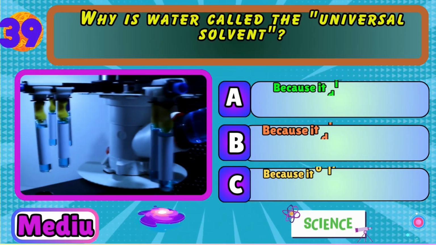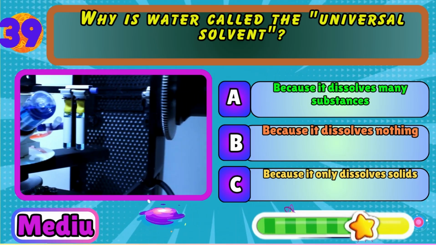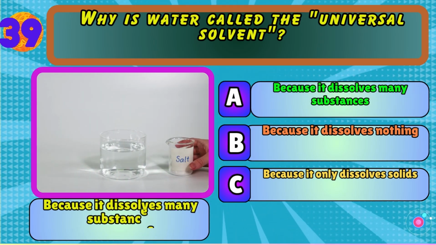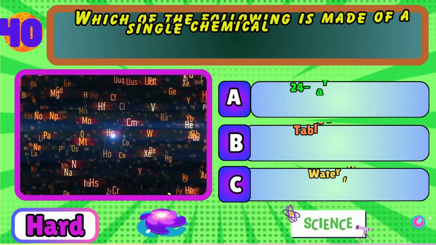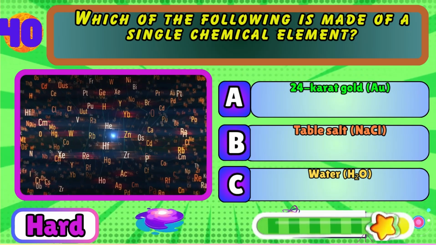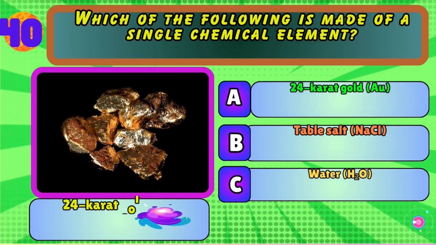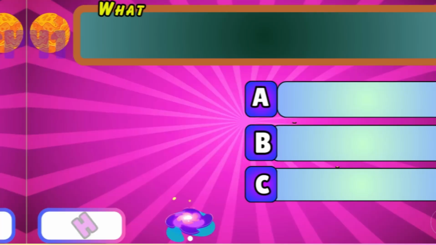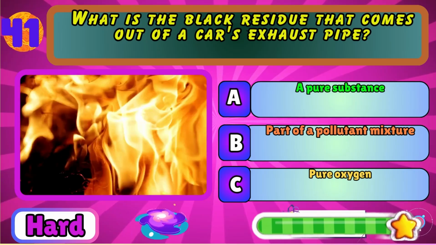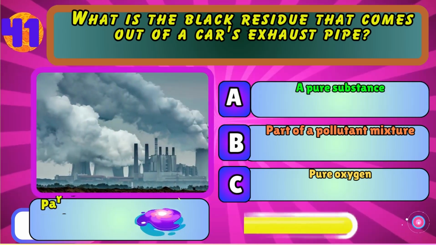Why is water called the universal solvent? Because it dissolves many substances, because it dissolves nothing, or because it only dissolves solids? Because it dissolves many substances. Which of the following is made of a single chemical element? 24 karat gold, Au, table salt, NaCl, or water, H2O? 24 karat gold, Au. What is the black residue that comes out of a car's exhaust pipe? A pure substance, part of a pollutant mixture, or pure oxygen? Part of a pollutant mixture.